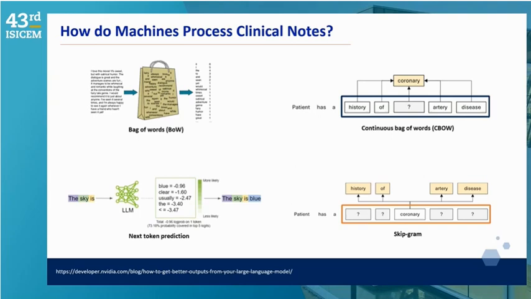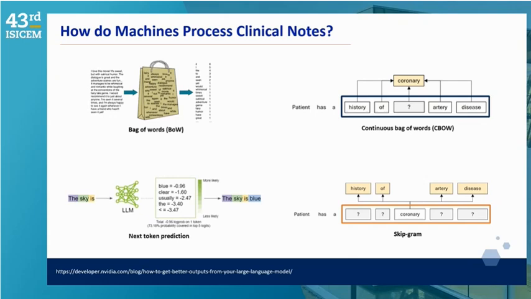First, we have the bag of words method, which is a purely statistical, frequency-based approach where you count the occurrences of each word in a note, with the idea that frequently occurring words maybe are more representative of a particular note or a particular concept.